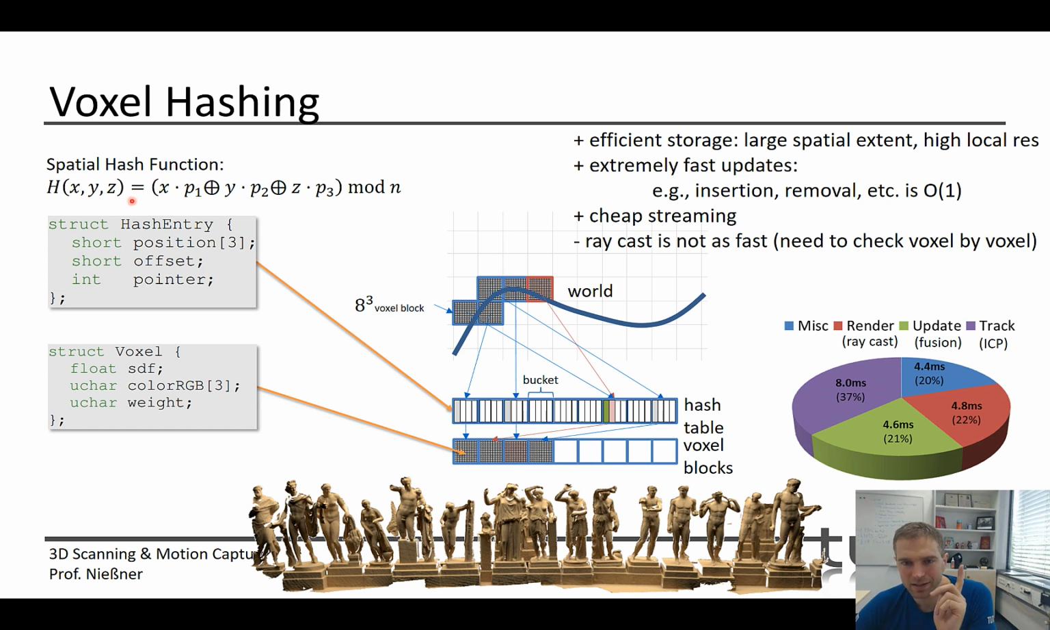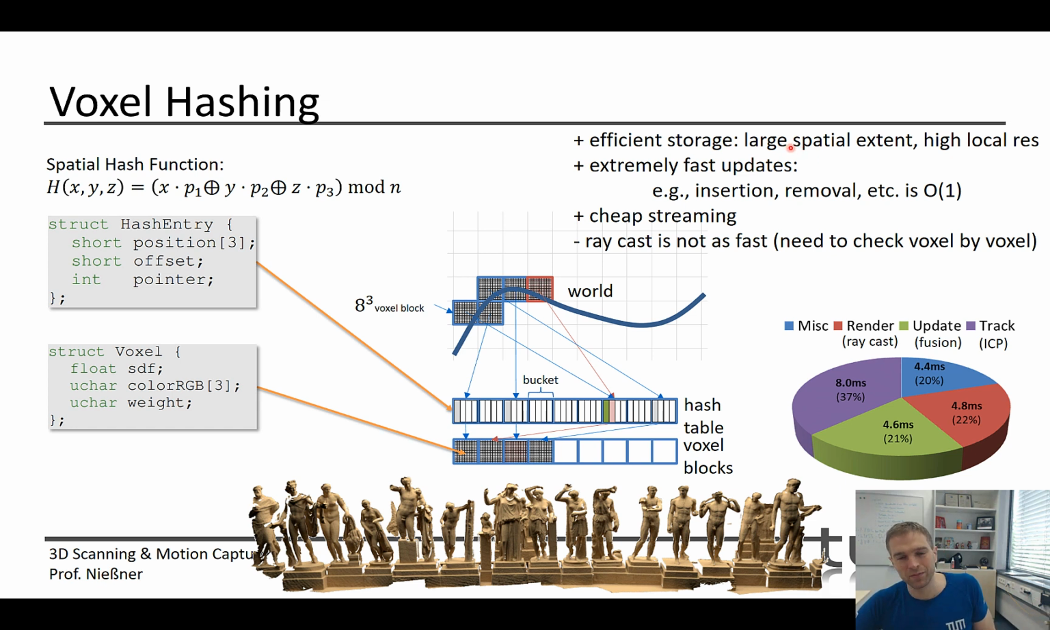And here the idea is that the updates are really, really fast in this voxel hashing data structure. So the idea is you can have very large spatial extents, high local resolutions, and insertion and removal, compared to an octree, what we've seen before, is actually O(1) rather than O(log n). And the big thing is basically you can run this on arbitrarily large scenes, and you can also stream stuff from a hash table out very easily.